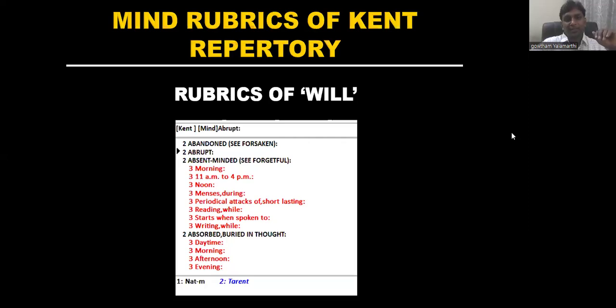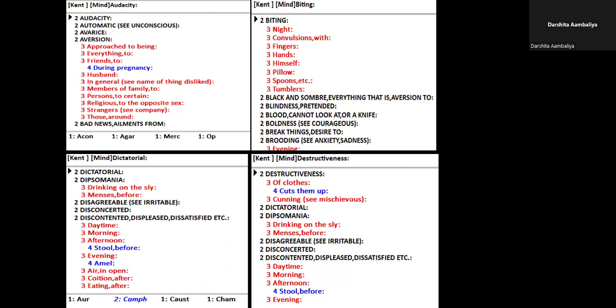So let us see a few rubrics of will. If you look at mind, abrupt, which is nothing but a suddenness, that is placed under the will. Mind, audacity, mind, biting, dictatorial, destructiveness, all this comes under the will. And this is a division made by our seniors for better understanding. So audacity, biting, dictatorial, destructiveness, all this comes under the will.